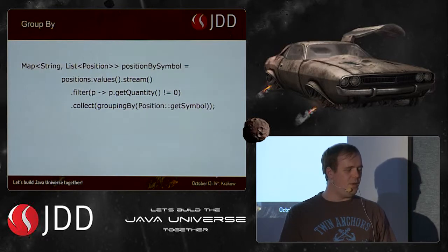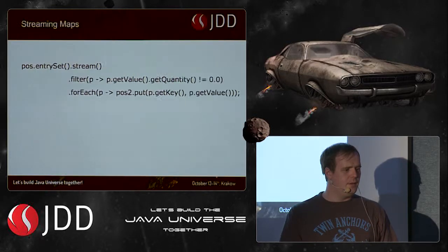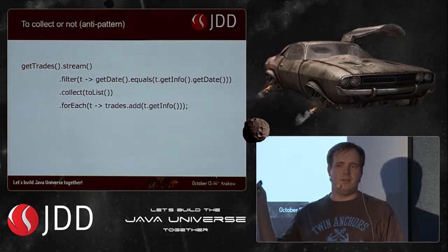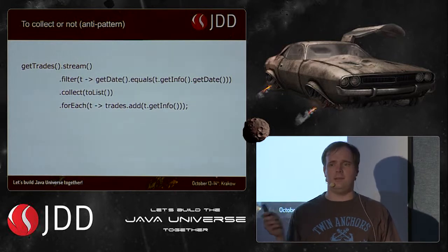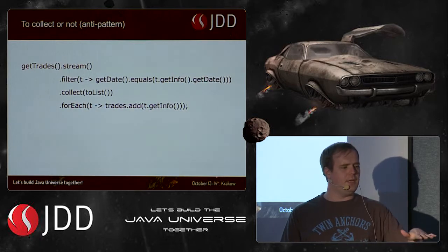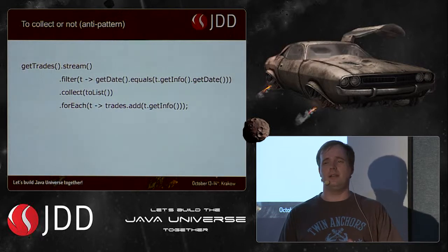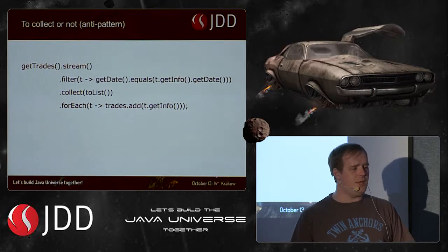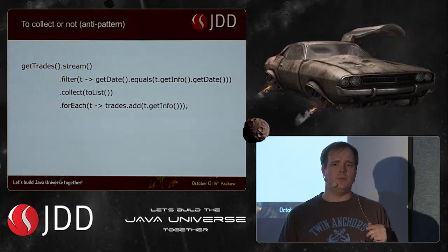So in fact, that may be one legitimate reason for doing this. If, for example, instead of dot stream, that was dot parallel, then what would happen is that the collect would bring it all together, and at that point, it would go back to being serial again. So this for each, even if dot parallel was at the top, the for each itself would be single-threaded. The reason we might want to do that is maybe trades isn't a thread-safe collection, for example. That's another thing to watch out for.